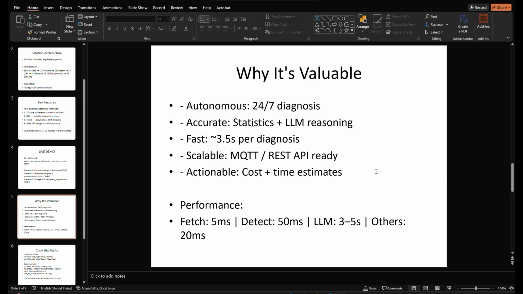We can directly fetch it through MQTT or REST APIs, with calls like put, get, and post. We can scale with that and fetch live data, and it is actionable with cost and time estimates, and performance is good. Detection takes about 5 to 50 milliseconds, and the LLM takes 3 to 5 seconds.